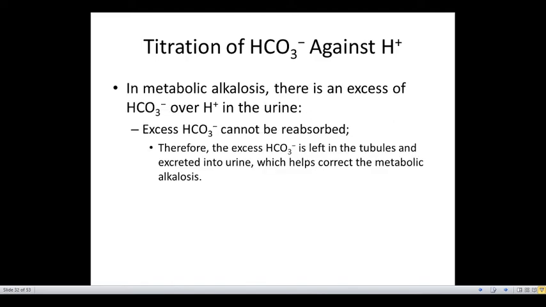However, in metabolic alkalosis, there is an excess of bicarbonate ions over the hydrogen ions in the urine. And this excess bicarbonate ions cannot be reabsorbed. Therefore, the excess bicarbonate ions are left in the tubules and excreted into urine, which helps correct the metabolic alkalosis.